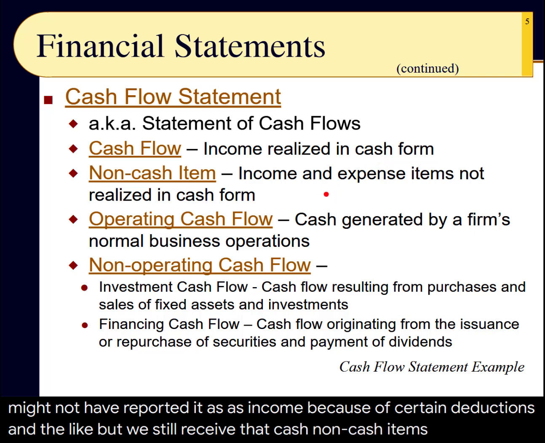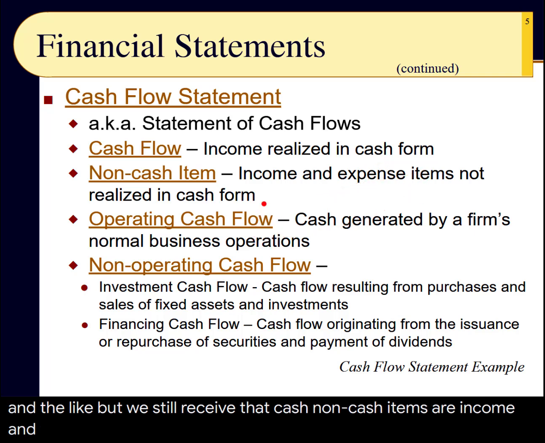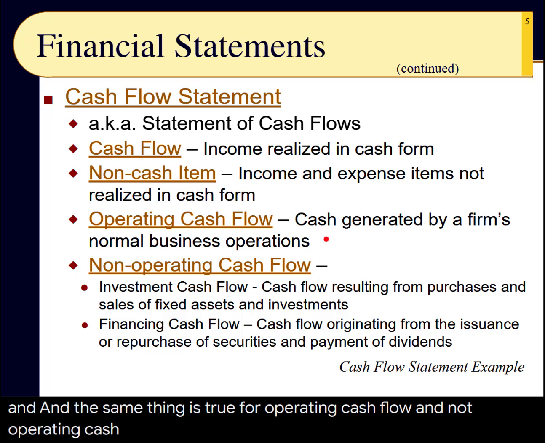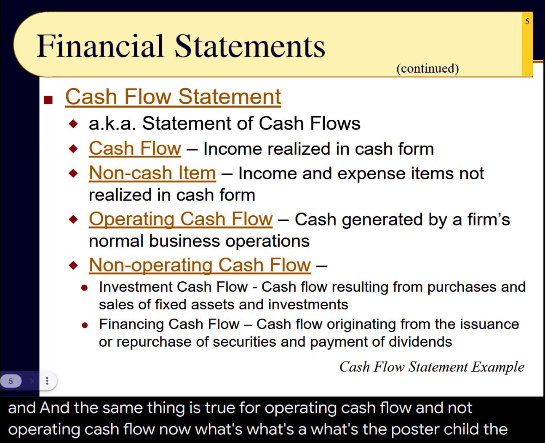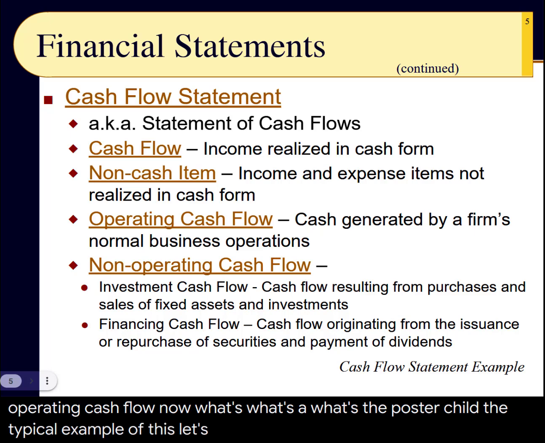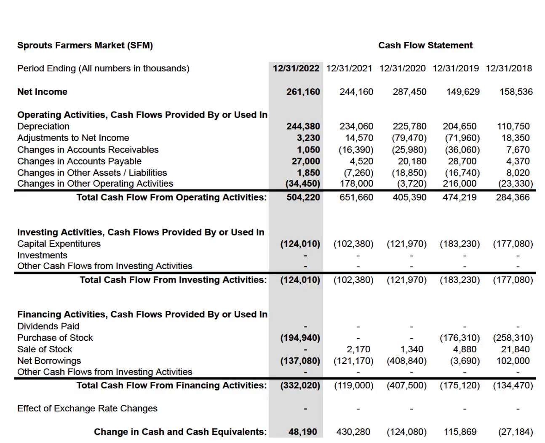Non-cash items are income and expense items that were not realized in cash. And the same thing is true for operating cash flow and not operating cash flow. Now, what's the poster child, the typical example of this? Let's take a look. When we take a look at the cash flow statement, what we see is we start where the income statement ends. We start with the net income.